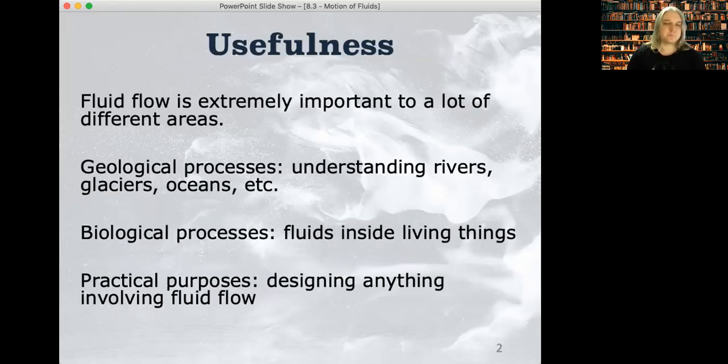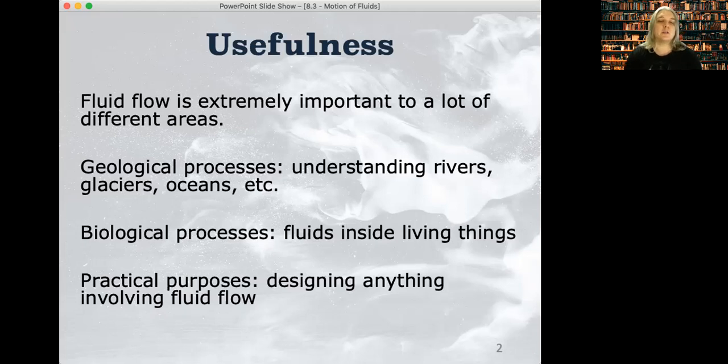So firstly, why? Why do we care? Well, it's extremely important, not just for physicists or engineers even, but to a lot of different areas of scientific understanding and human application. So we've got just a couple of quick examples: geological processes. We've got rivers, glaciers, oceans. Those are all fluids. Understanding how fluids flow will help us understand those natural phenomena.